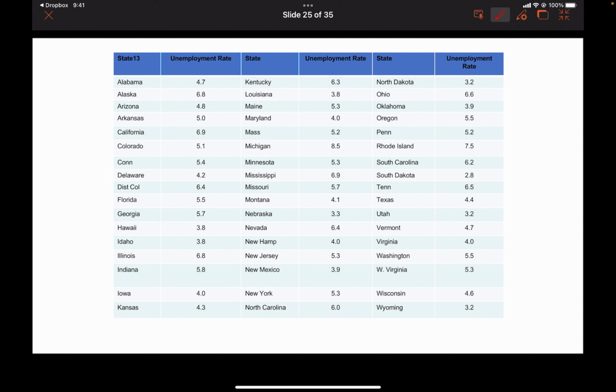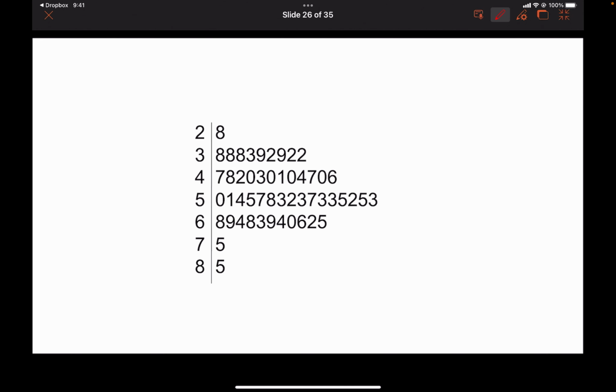So once again, we're going to take a look at something with a decimal. So these right here are the unemployment rates. I don't know what year this is, but these were at some point in time the unemployment rates in all of the 50 states. I'm going to do a stem and leaf plot with these, and I'm not going to write it all out because that takes forever. But one thing important here, when you are using a decimal with a stem and leaf plot, the whole number part is your stem, and then your decimal is going to be your leaf. Let me show you what that looks like.